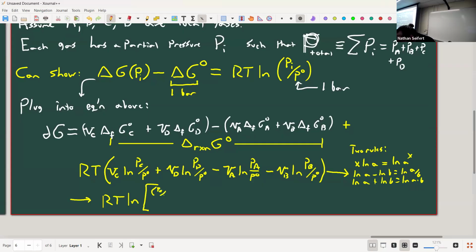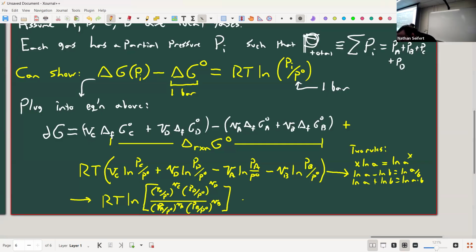of the partial pressure of C raised to the mu C power times the partial pressure of D raised to the mu D power divided by the partial pressure of A divided by the standard pressure, raised to the stoichiometric coefficient of A, times PB divided by the standard pressure, raised to the stoichiometric coefficient mu B. So what we have are concentrations of the products raised to their stoichiometric powers divided by the concentrations of reactants raised to their stoichiometric powers. As Connor noted, the system equilibrium.